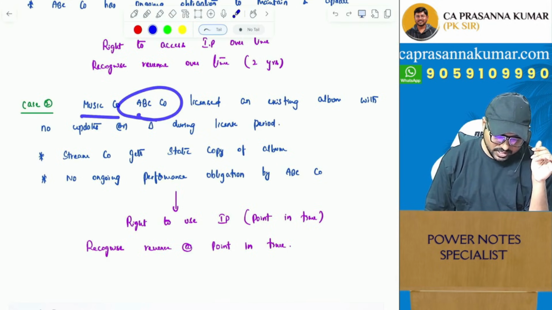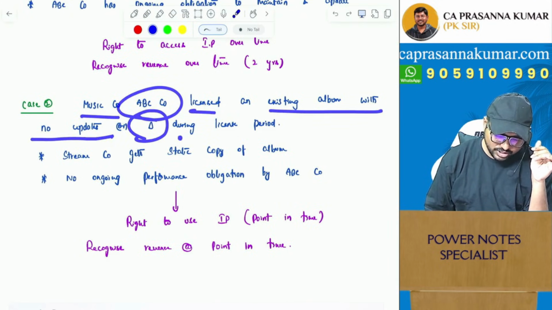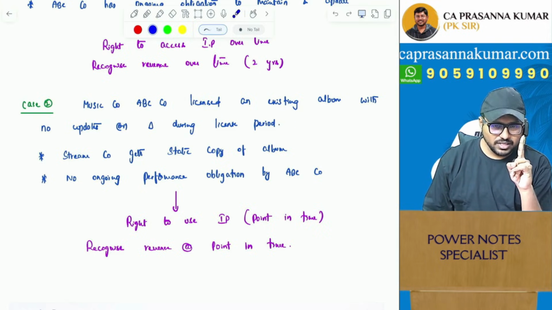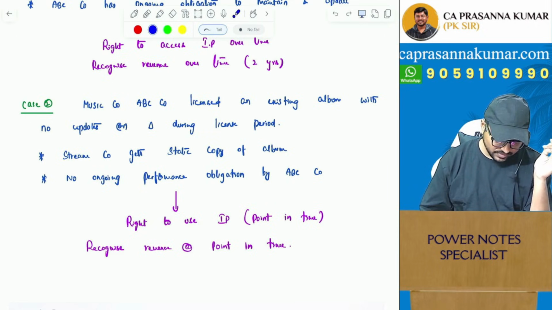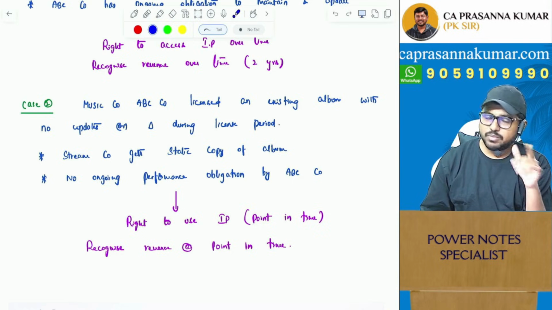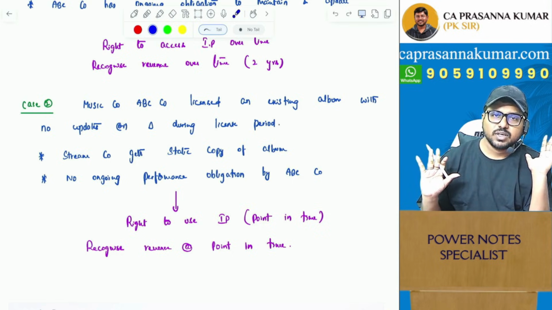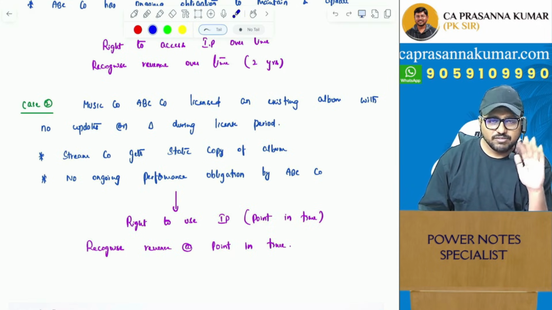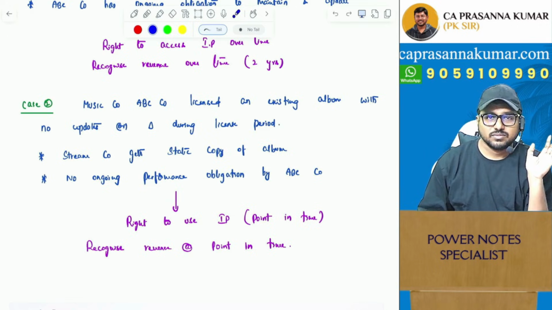Same music company, ABC company, licensed an existing album with no updates or changes during the license period. Let's say there are 6 songs in that particular album. Only that album license I gave you, that's all. Nothing. These songs you can use. There ends the matter. The streaming company gets a static copy of the album, no dynamic copy, which means the moment I gave the license, my transfer of control is done. Transfer of control of service is done. Therefore, the PO is satisfied. Therefore, revenue can be recognized on day 1 itself, the moment access is given. The moment the license is given.